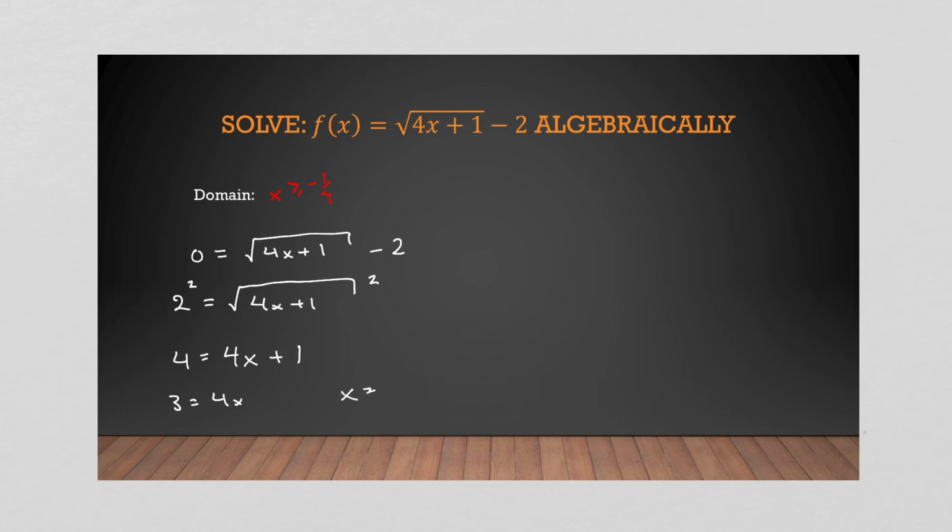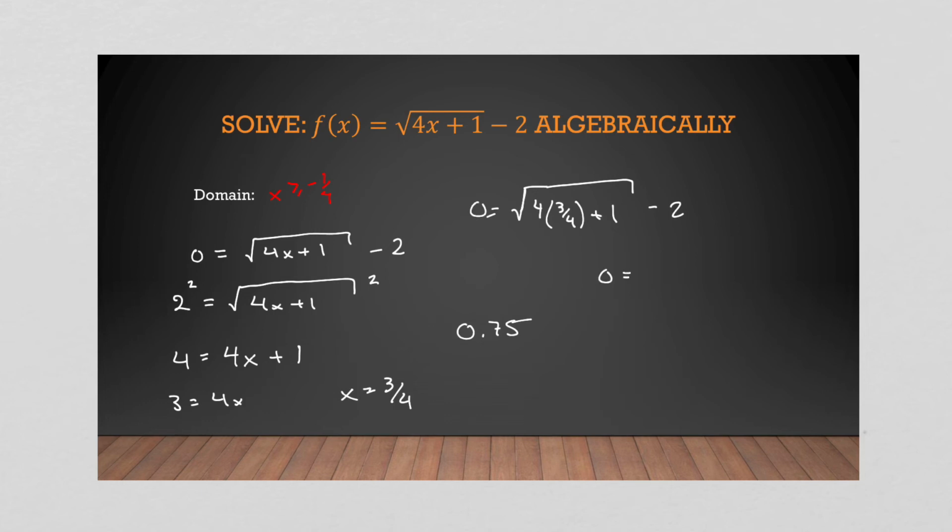Would you look at that? X equals 3 over 4, which is 0.75. So just slightly before 1. Now we would want to key that into our equation to make sure it makes sense. Right, we have 4 times 3 over 4 plus 1 minus 2 should be equal to 0.